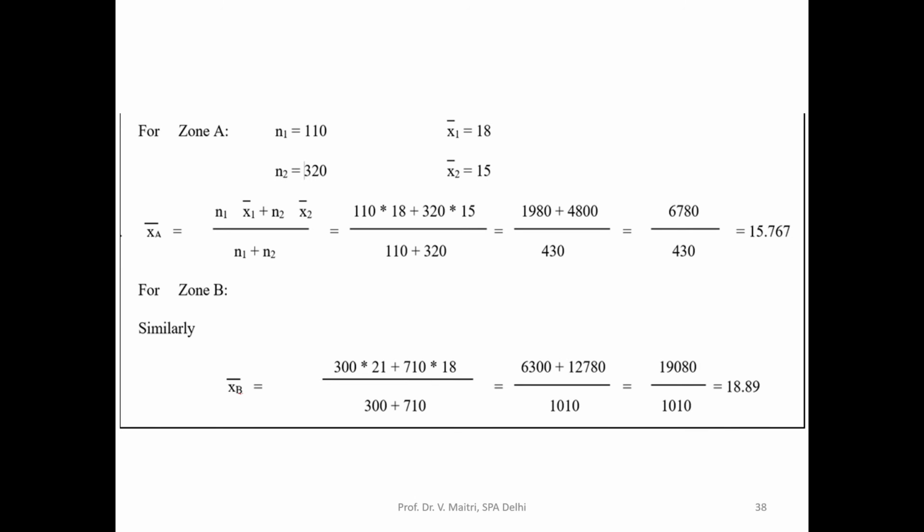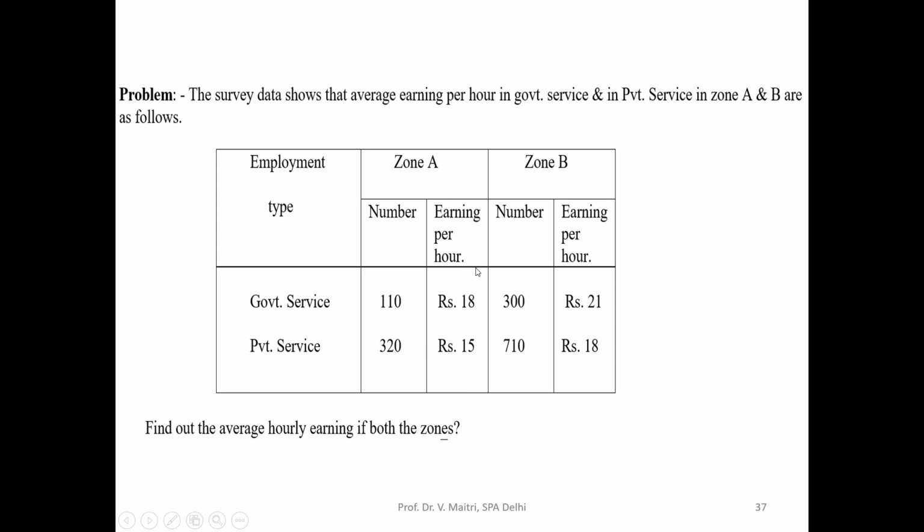For zone A, again we have to use the weighted average. For zone A, N1 x̄1, N2 x̄2, where N1 is 110, N2 is 320, x̄1 is 18, x̄2 is 15. That we are taking as earning per hour.